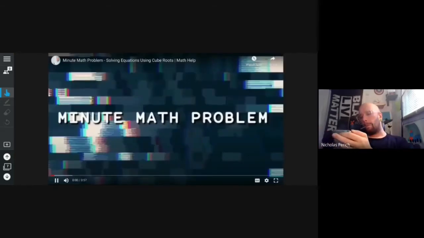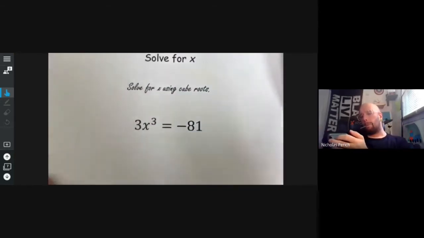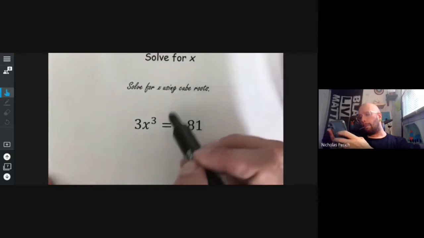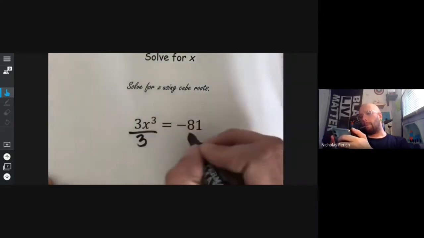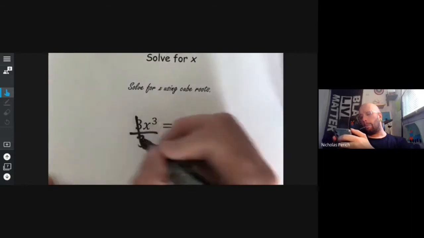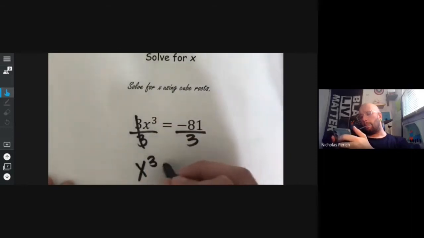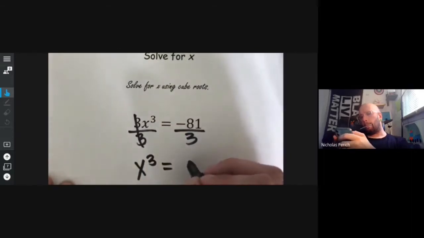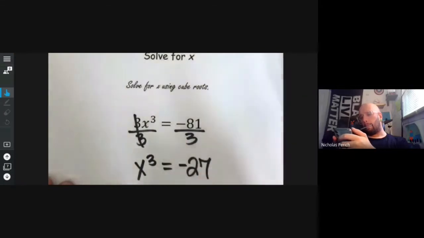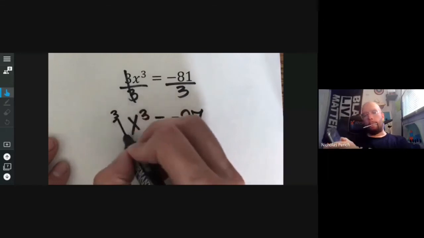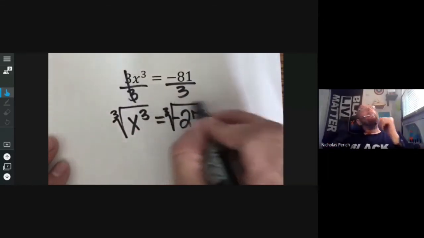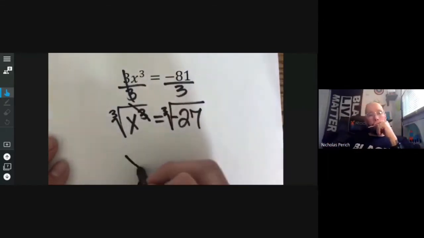All right, I have to solve for x, and the way I solve for x is taking a cube root. Why a cube root? Because I have a cube in the way. But what I also have in the way is this 3 lingering out in front. So I have to divide that from everything. And that leaves me with x cubed equals negative 81 divided by 3 is negative 27. Now, in order to get rid of a cube, I have to cube root both sides. Okay, that makes x all by itself.